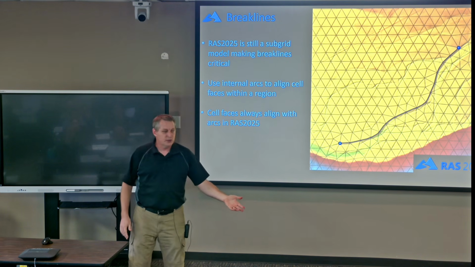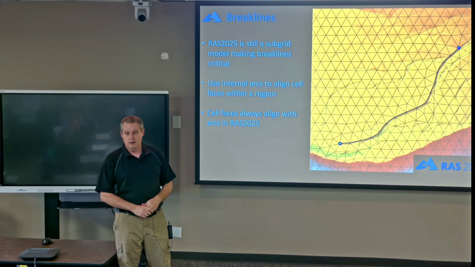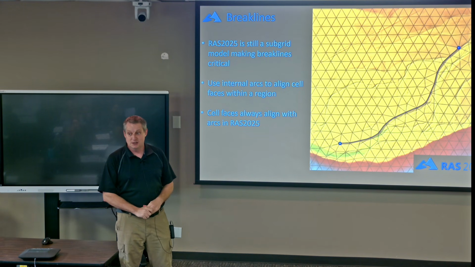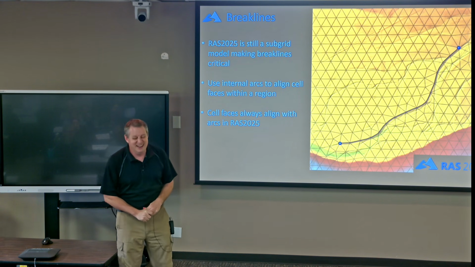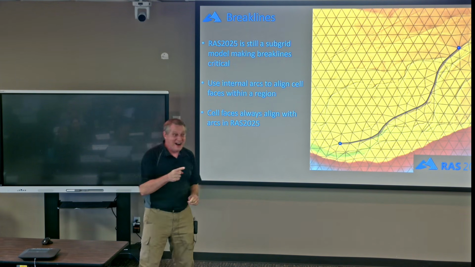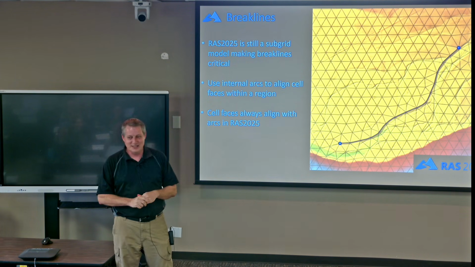It's one word, it begins with S. It's the most important word in RAS computations. Stability. I love it. It's wrong, but I love it. Subgrid. What is subgrid? Why is subgrid so important?